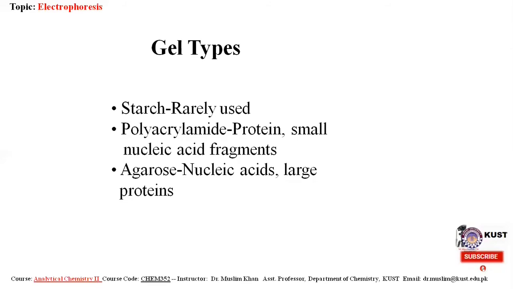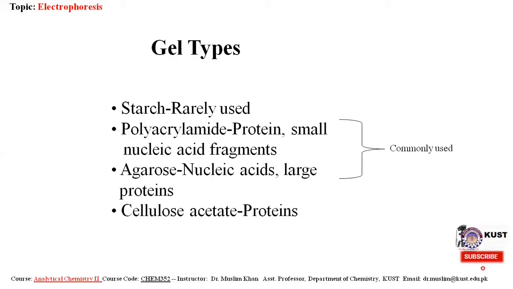Polyacrylamide, for proteins and small nucleic acid fragments, is used as a gel in gel electrophoresis. Also agarose, for nucleic acids and large proteins. These two are the commonly used gel types in gel electrophoresis. And the last one is cellulose acetate, a protein gel, which is called the cellulose acetate electrophoresis technique.